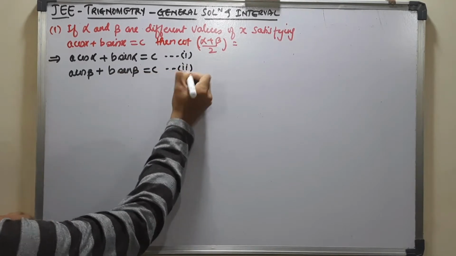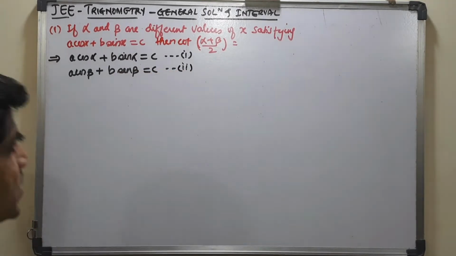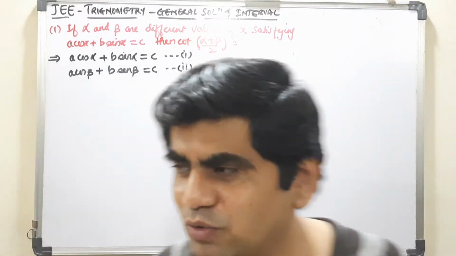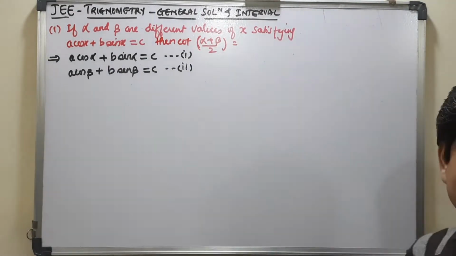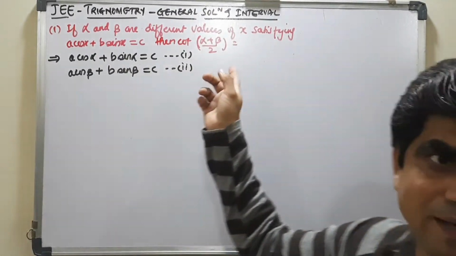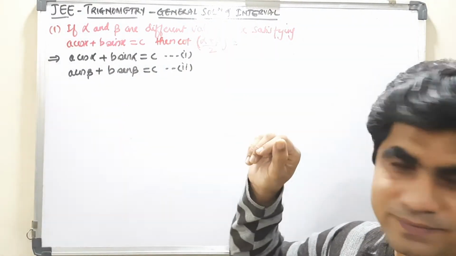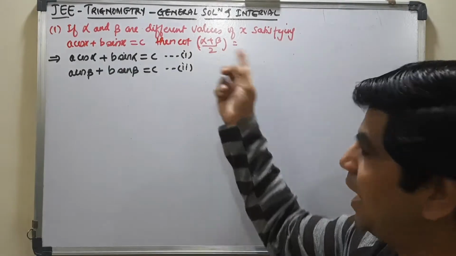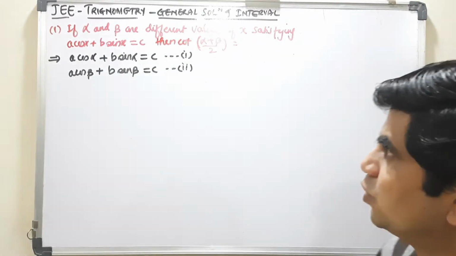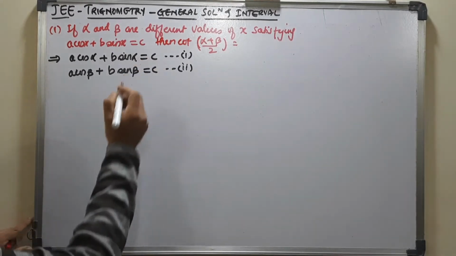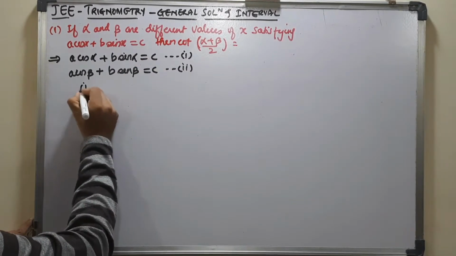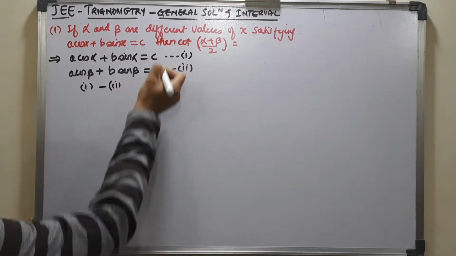Now I will think on this. What it says, if it is there, then I have to find cot of alpha plus beta by 2. That means it has something to do with compound angle, that is addition and subtraction of angle. So better what I will do is, to understand this, I will subtract these 2, that is 1 minus 2, so that the c goes.